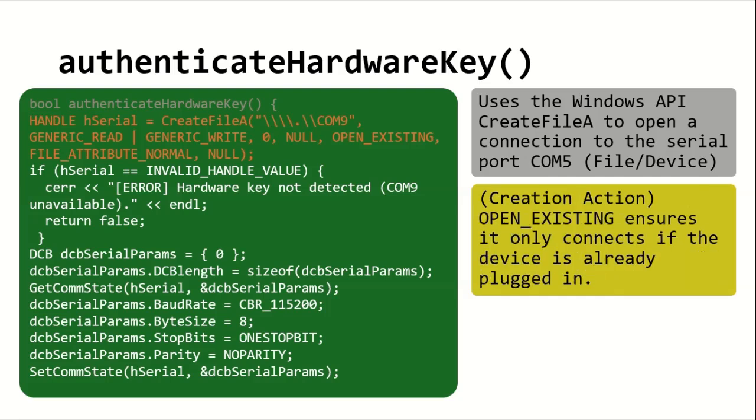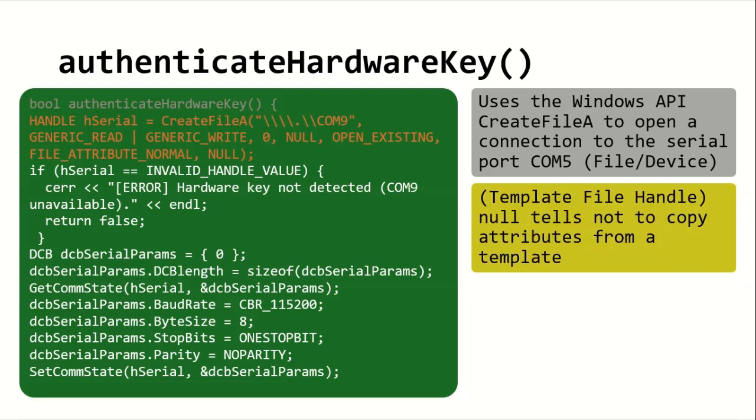The creation action is open existing, which ensures it only connects if the device is already plugged in. We are only opening an existing file. If the device is not connected, we cannot access the COM port, so this hserial handle will not be created. The template file handle we set to none, so we are not copying any attributes from a template. We always keep it null because we don't want any template to be copied to the device.